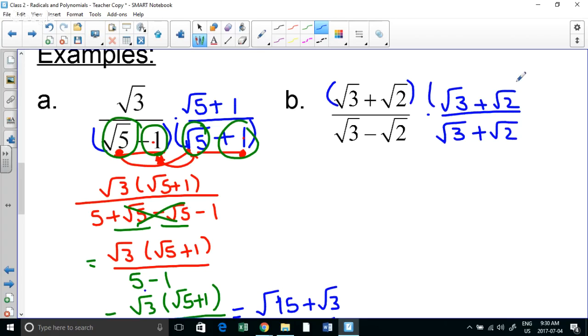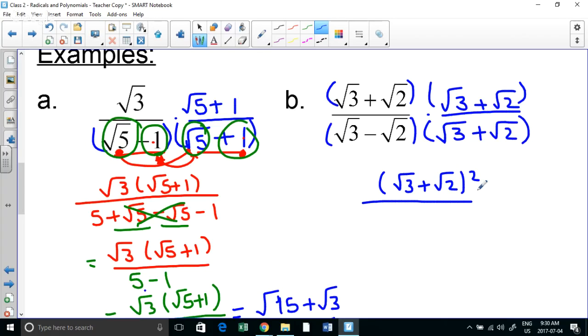You get a bracket, you get a bracket, everybody gets a bracket. Notice that the top is just the root of 3 plus the root of 2 squared. Because we have something times itself, which means it's that something squared. At the bottom, we're going to do the same.